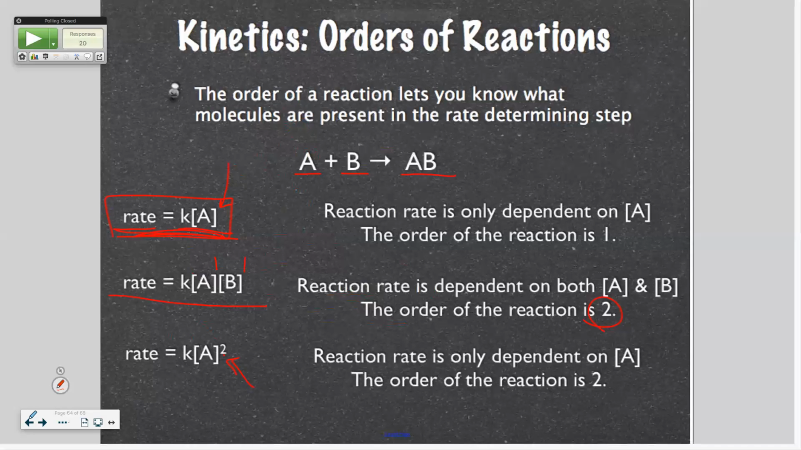Is there any more? Can you have more than one? Why not? Yeah, sure you can. You can have a buttload of them.